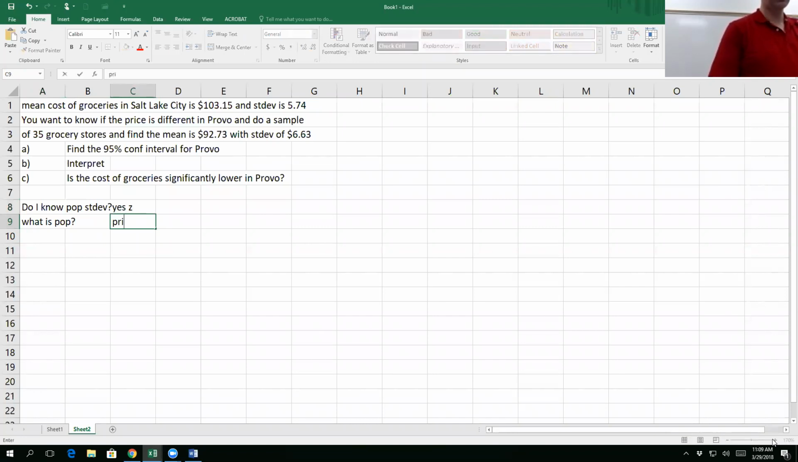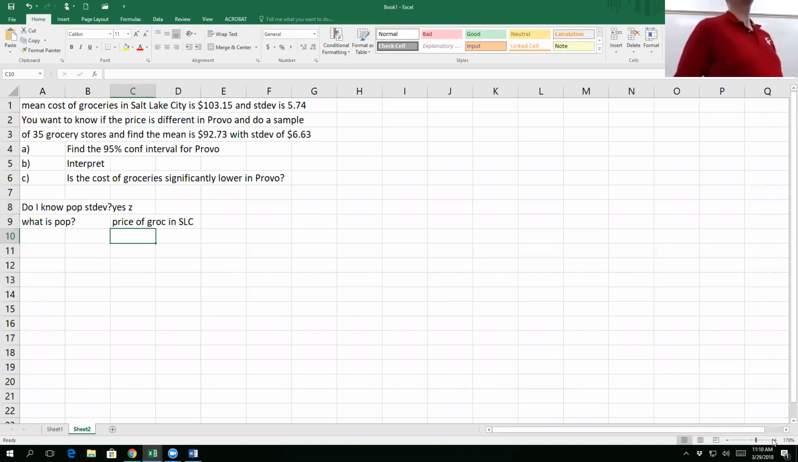Yeah, it's the price of groceries in Salt Lake City. Okay? So we're trying to compare our sample, because apparently we read this somewhere. It must be right. Okay? All right. So now, how do you find the 95% confidence interval for Provo?